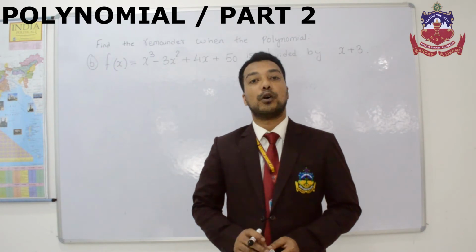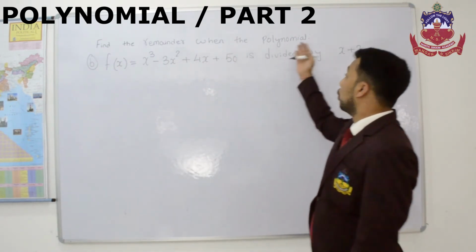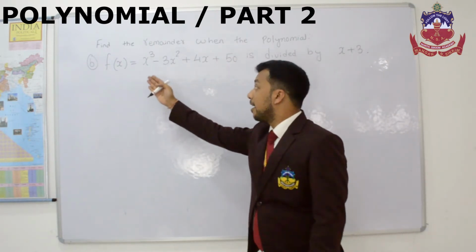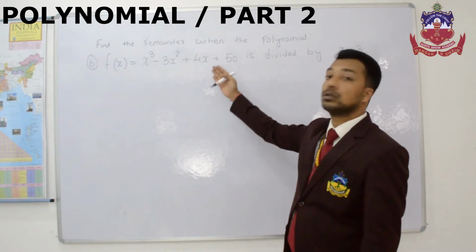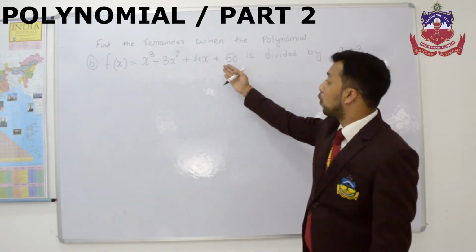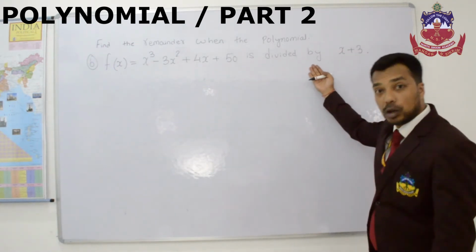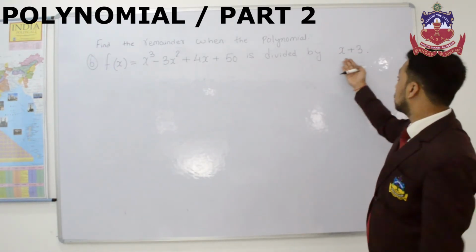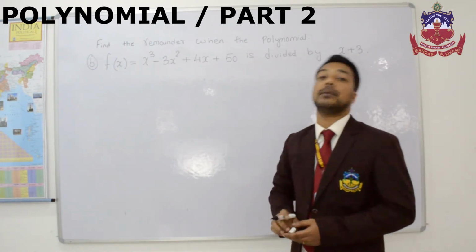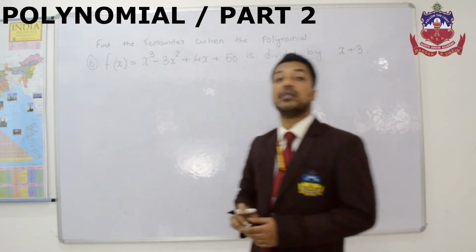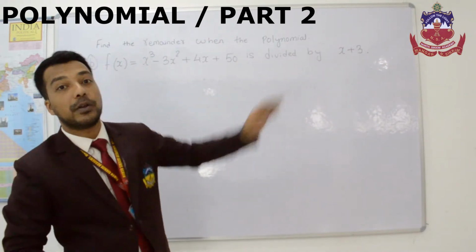The second example of the remainder theorem is: find the remainder when the polynomial f(x) = x^3 - 3x^2 + 4x + 50 is divided by a smaller polynomial, or we can say an expression, that is x + 3. So in this question we need to find the remainder. How can we find the remainder when a polynomial is to be divided by a smaller expression?